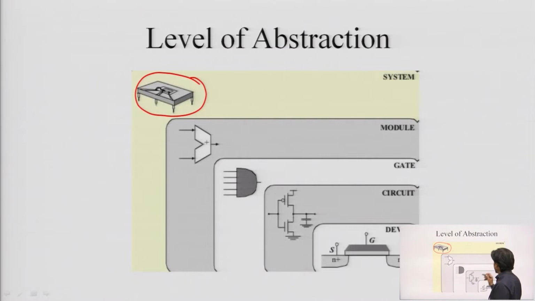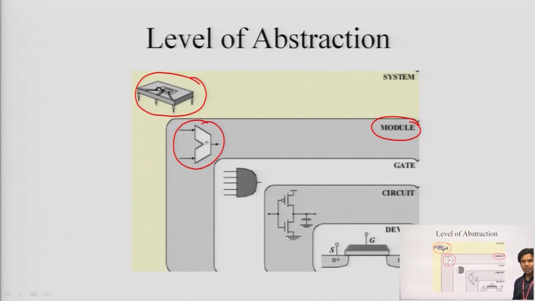Second, we can see the module. This module can be embedded inside this integrated circuit. This module can contain multiplexer, demultiplexer, adder, subtractor, different kinds of modules inside your system. Apart from this, what are the things we can expect to have in this module?